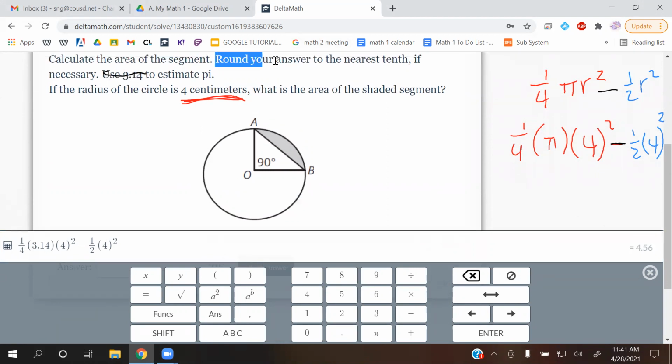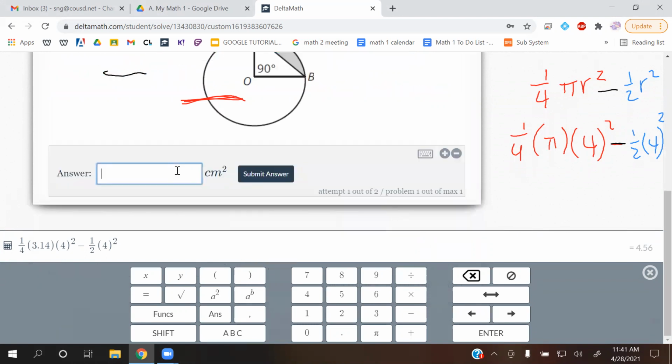We are rounding our answer to the nearest tenth. Just like earlier, round your answer to the nearest tenth. So that means we want one decimal place. This says 4.56. 6 is a big number, therefore it's 4.6.